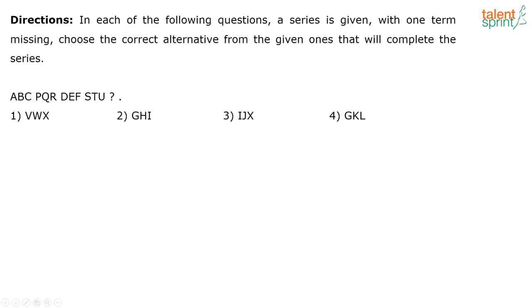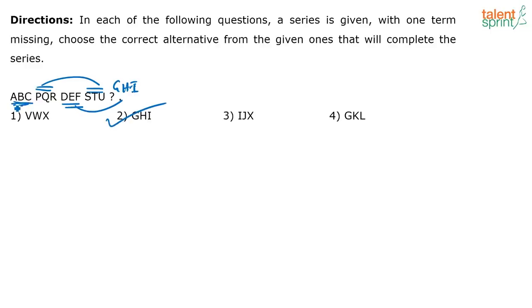In each of the following questions, a series is given with one term missing. Choose the correct alternative from the given ones that will complete the series. So here if you see it is arranged alternately, right? So you have A, B, C, then D, E, F. Here you have P, Q, R, S, T, U. Okay. So next what should come? D, E, F. Next should be G, H, I. That is option 2.